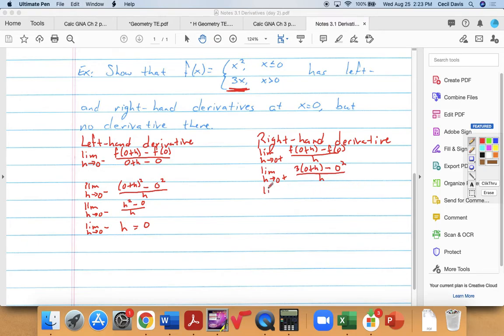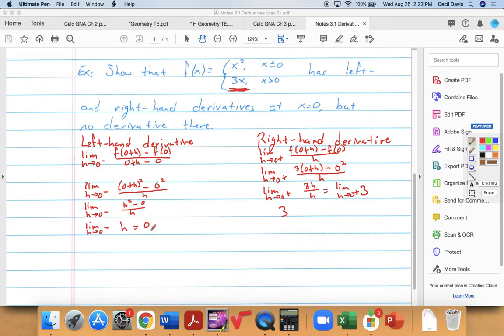And that'll be the limit as h goes to 0 from the right. You'd end up with just 3h over h, right? So that'll be the limit as h goes to 0 from the right of 3. And 3 is unaffected by what h does, right? So that's equal to 3.